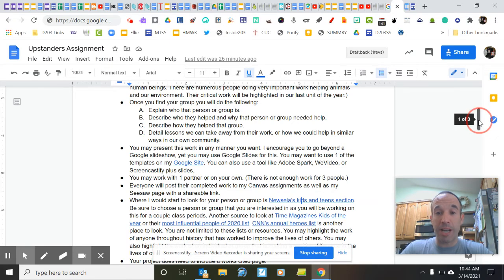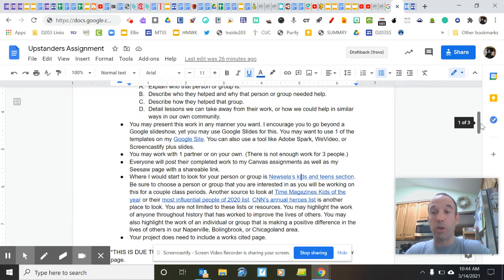And then last but not least, and this is what I mean, if you can go this way, I would absolutely love it. If you're aware of an individual or group making a positive change in our community, in Naperville, in Bolingbrook, in the Chicagoland area, you can forgo the research and dig into and present on the person that is doing this positive work in our community. So if you have a parent or an aunt, uncle, neighbor, or you yourself volunteer for a particular group or organization helping others, do that. Like that's what I would really love to bring awareness of.